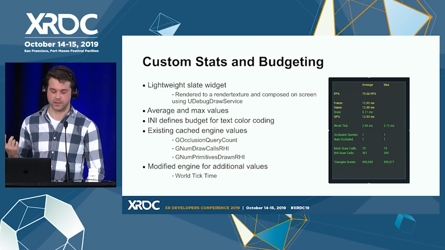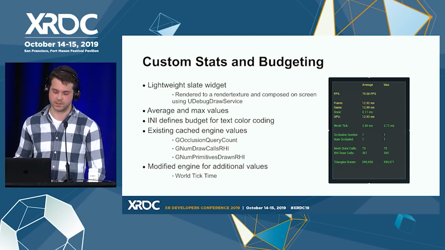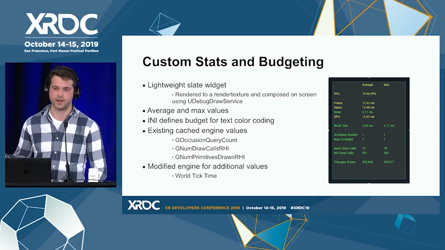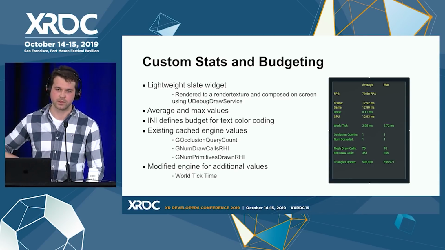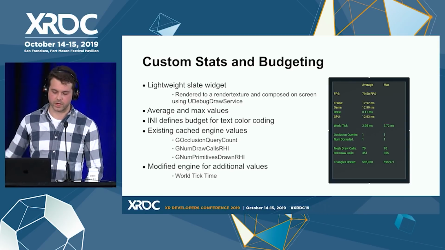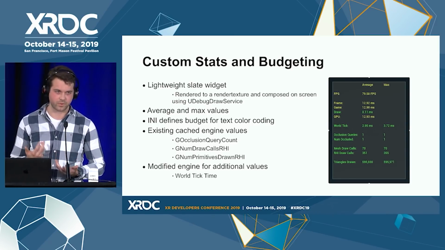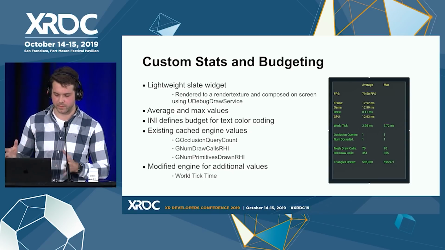It shows the average and max values, which is useful because I caught our world tick time. The average was good, but the max tick time was like 10 milliseconds higher. From there I did a profile, and I realized that every few milliseconds we had something taking 10 milliseconds. So we had these spikes causing irregular frame rate. And we have an INI defining the budget for text color coding: green is good, yellow is probably danger zone, red is definitely bad. That's convenient as well because we define different budgets for different platforms if you have a different frame rate, et cetera.